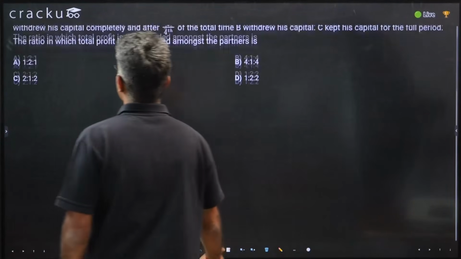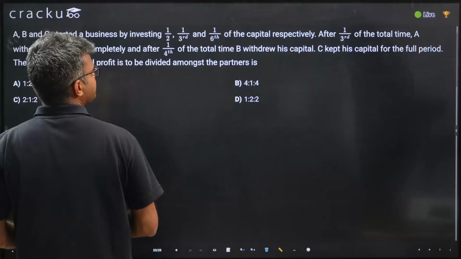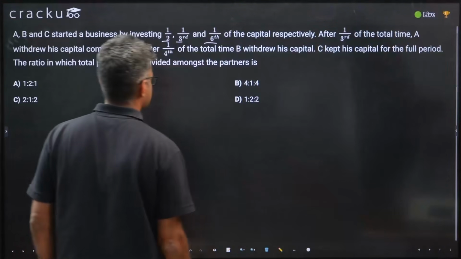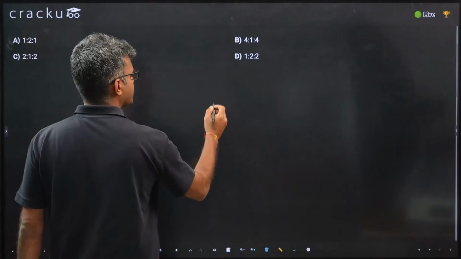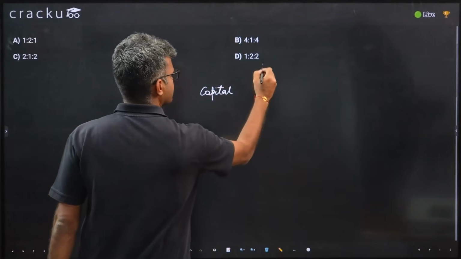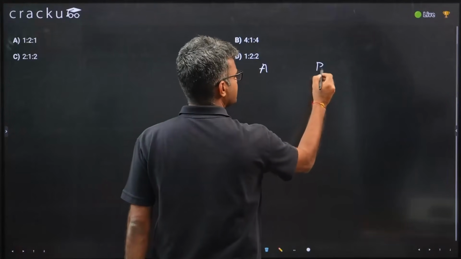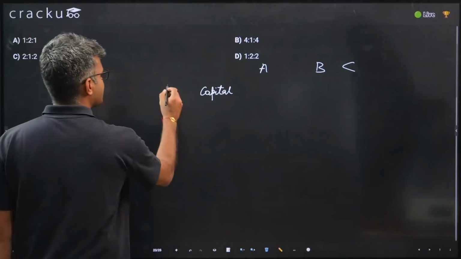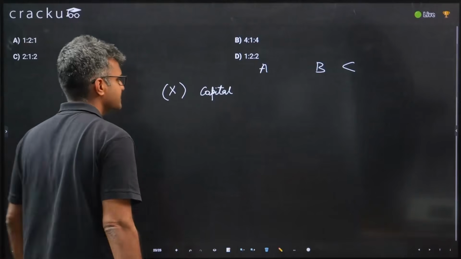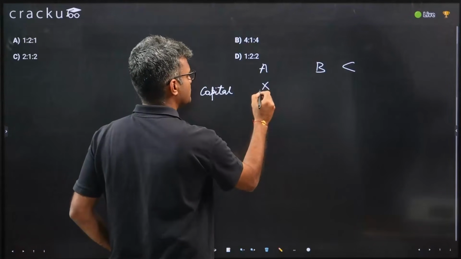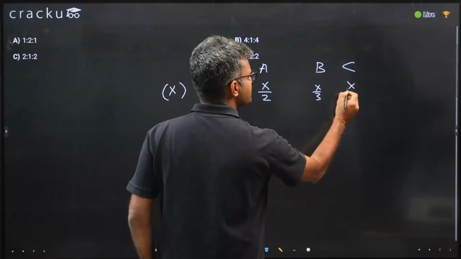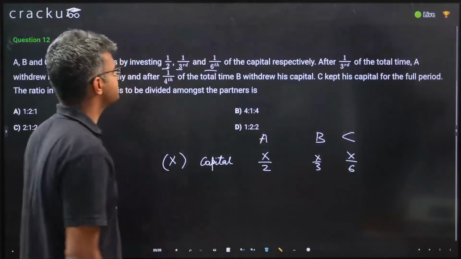In this question, there are three people, A, B, and C. They started by investing 1/2, 1/3, and 1/6 of the capital respectively. So, if you are looking at capital, we have A, B, and C. Let the total capital be, like, say, X. Then the capital invested by A is X by 2. Capital invested by B is X by 3. Capital invested by C is X by 6. That is what is given to us.